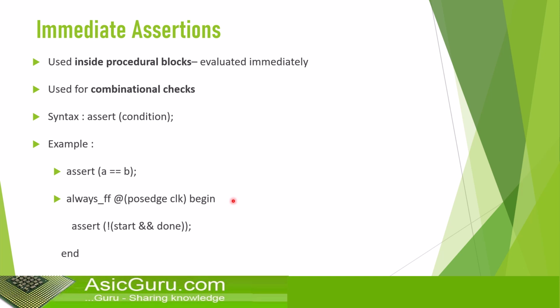In the next example, we have an assertion that checks if start and done are both high at the same time. This ensures that start and done signals are not high at the same time. This is a common check for preventing overlap in the control signals. If the condition fails, the simulator will throw an error and may halt the simulation, unless you have specified some other action in case the assertion fails. You always have the option of configuring it in whatever way you want.